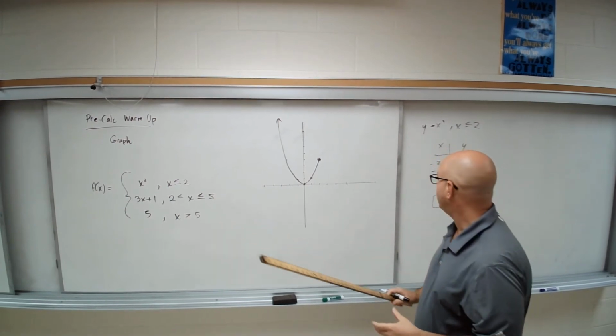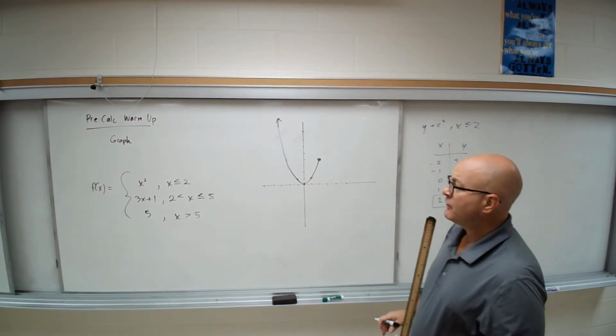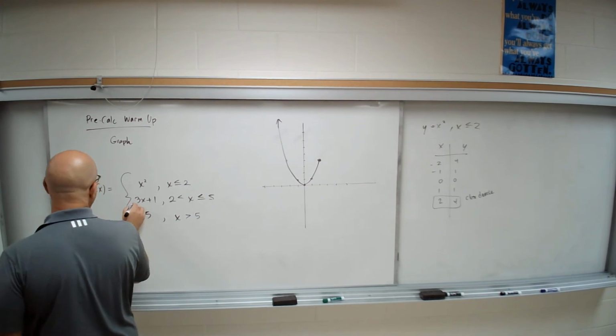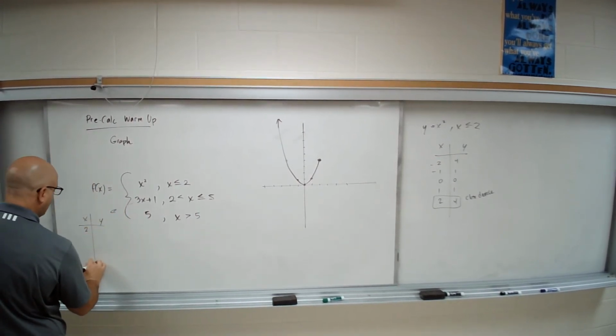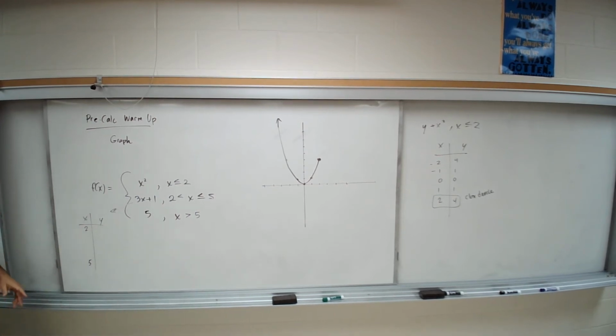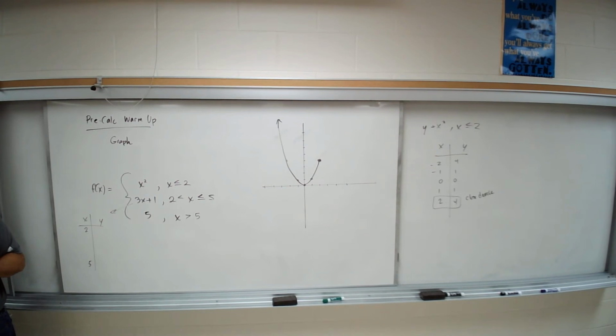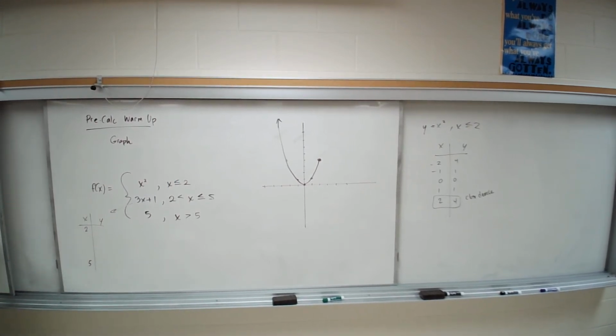Now our next one is 3x plus 1. For this one, it's a line, so I'm just going to put in the 2 endpoints, right? I'm going to put in 2 for x. I'm going to put in 5. That's actually going to be way off our graph, isn't it? I didn't do a very good job there. So I might have to adjust the graph a little bit.